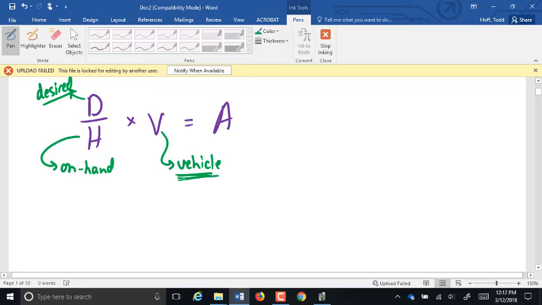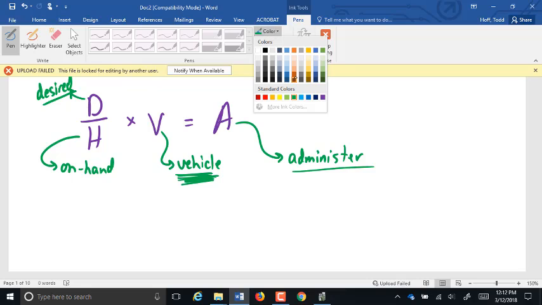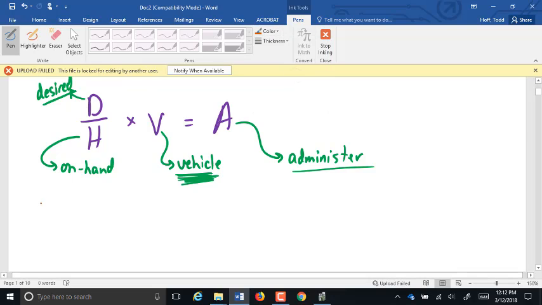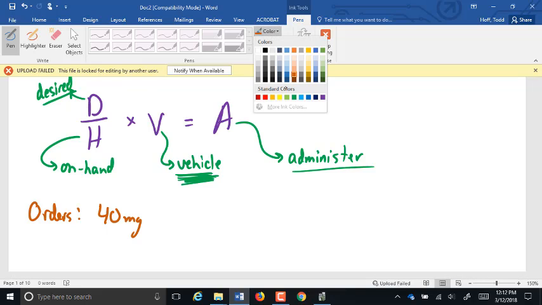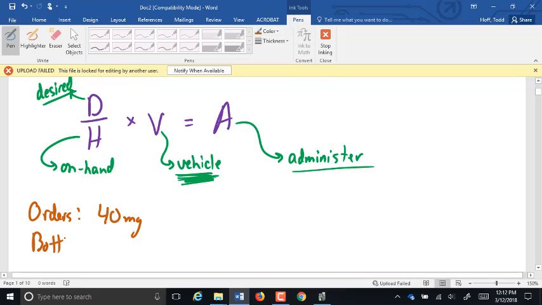This is what I always think is the most confusing part of this. The vehicle is what carries the medication from the bottle or the vial into the patient. And A is the amount administered to the patient. Let's look at an example of this. Let's say the doctor orders 40 milligrams of a medication. We look at the bottle, the label on the bottle says that it is constituted at 25 milligrams per 4 milliliters.